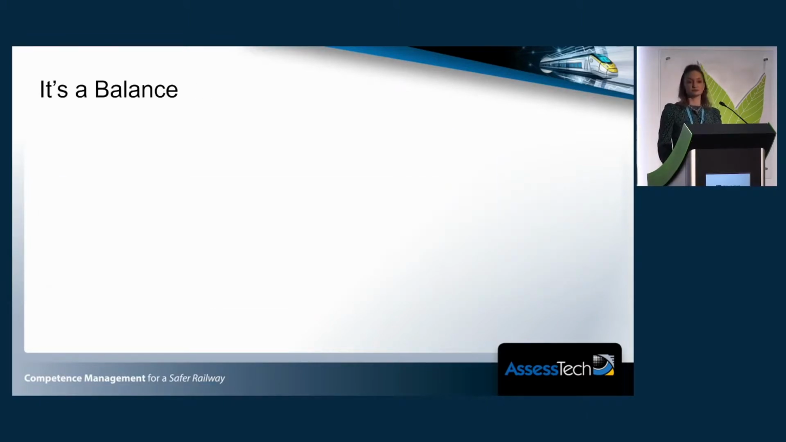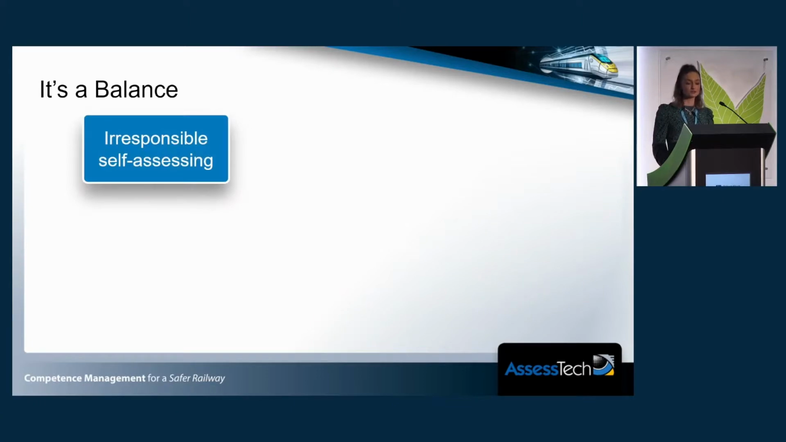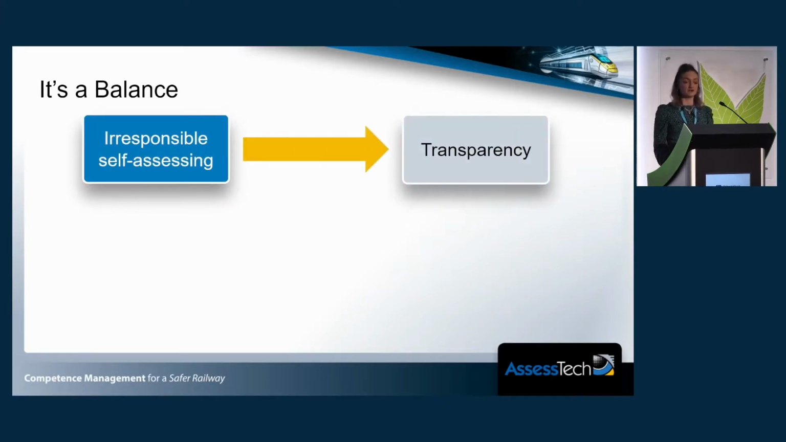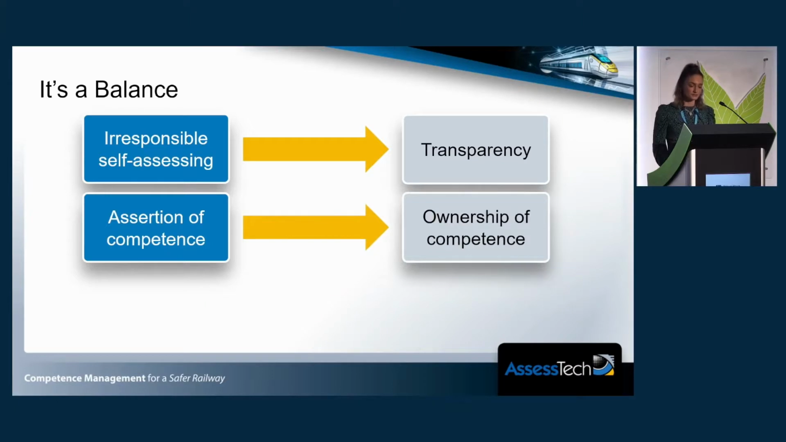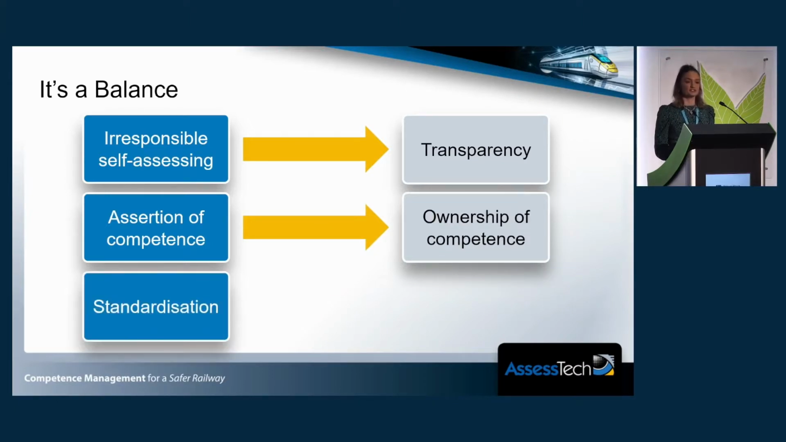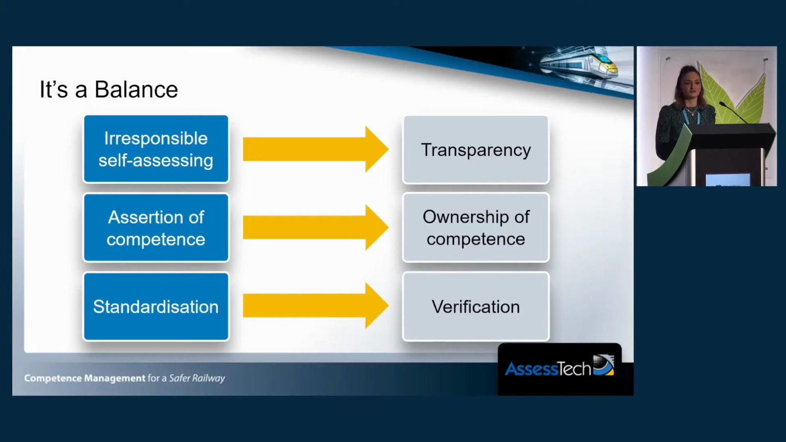So what about irresponsible self-assessing? Well, of course, this is possible, but it'll be pretty clear on ACMS whether someone has completed a self-assessment. And what about assertion of competence? Well, referring back to the initial definition, they're subjective assessments, so it's not so much about assertion of competence, but rather ownership of your competence. And what about standardization? Well, that's not any different from CMS assessments. You can still use the same verification process to identify shortcomings.